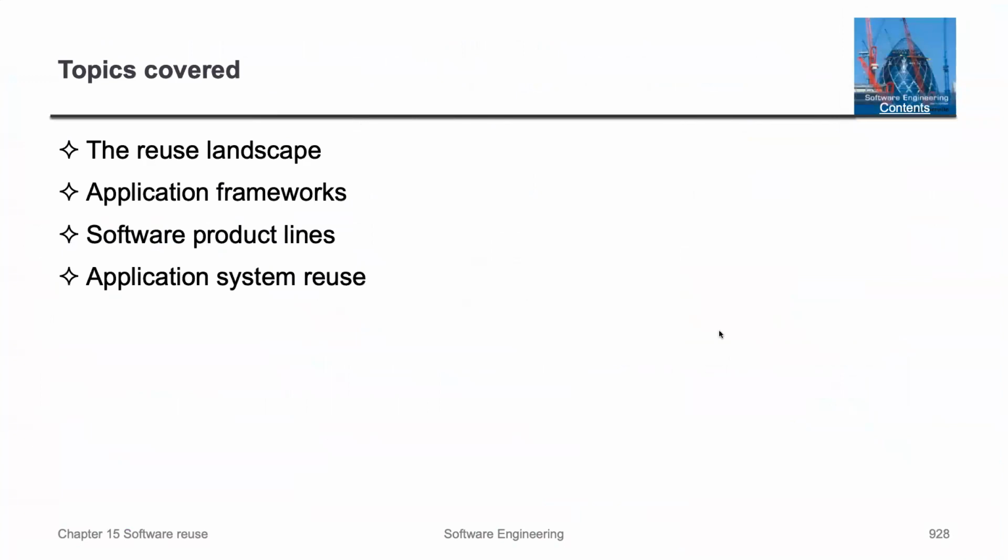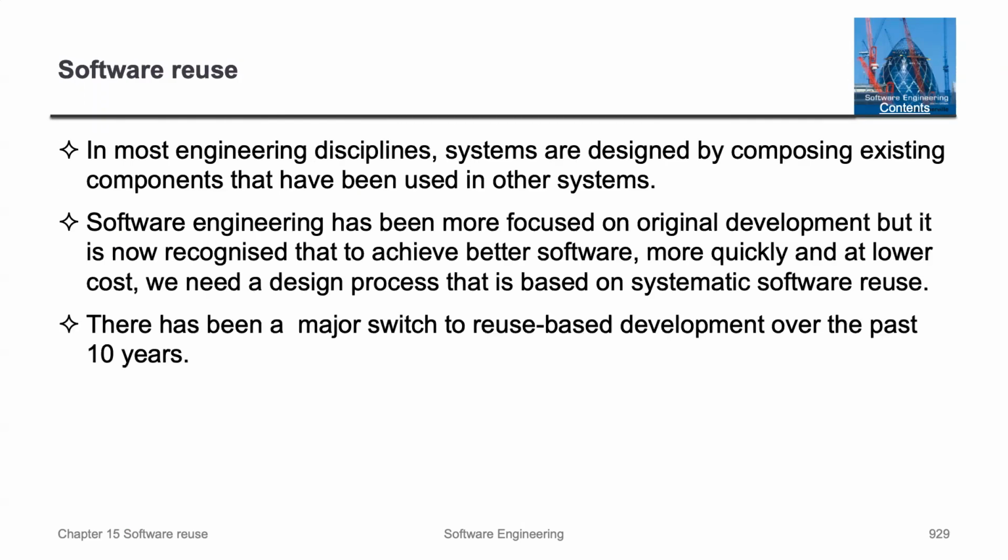In terms of software reuse, the four areas that we'll address are the reuse landscape, talking about application frameworks, software product lines, and application system reuse. In general, in software reuse, most engineering disciplines, systems are designed by composing existing components that have been used in other systems. So you're not building from scratch.